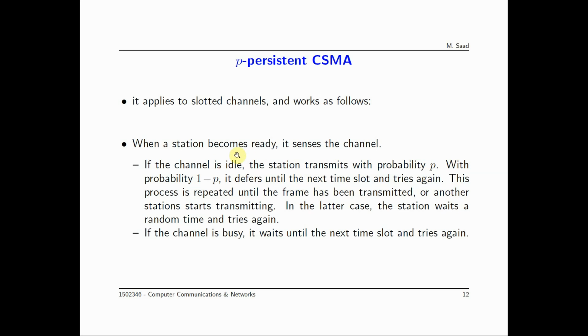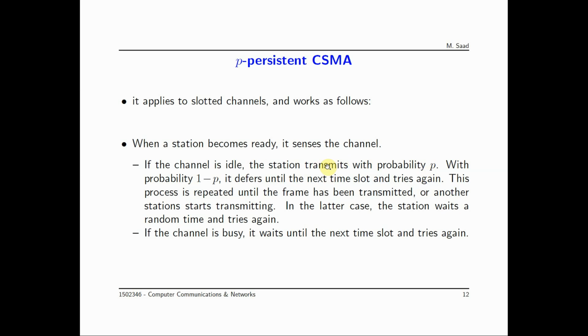Let me try to elaborate more on doing a probability test or sending with probability P. This is really equivalent to tossing a coin. Imagine that you are the station. You sense the channel and then you find the channel idle. You toss the coin. If you get heads, you transmit. If you get tails, you don't transmit.